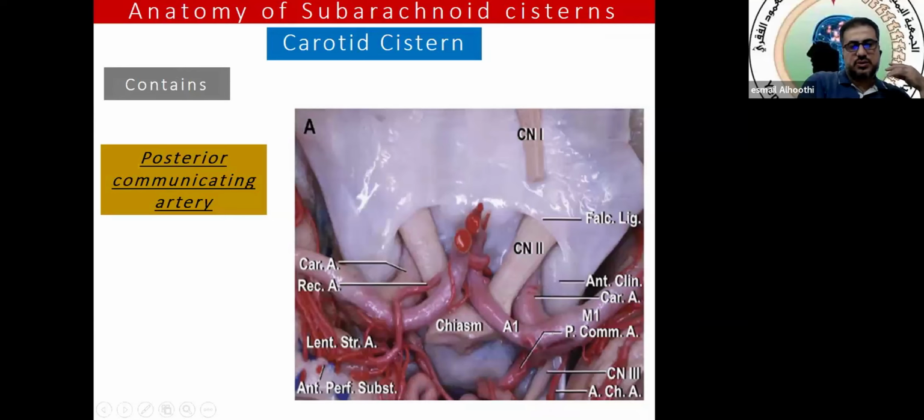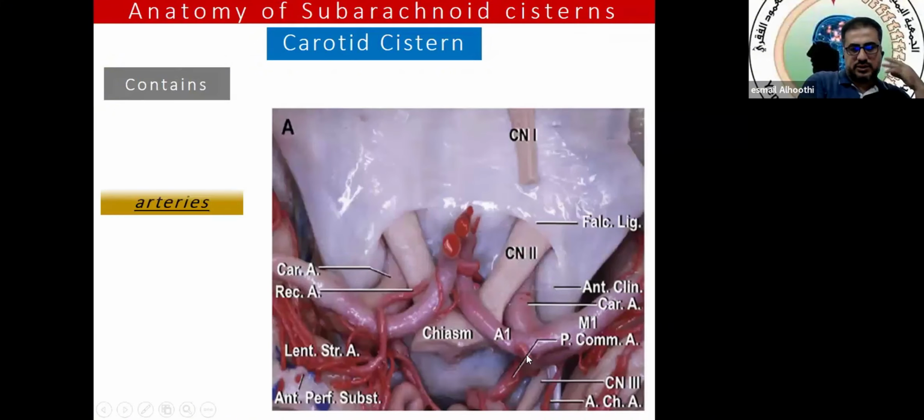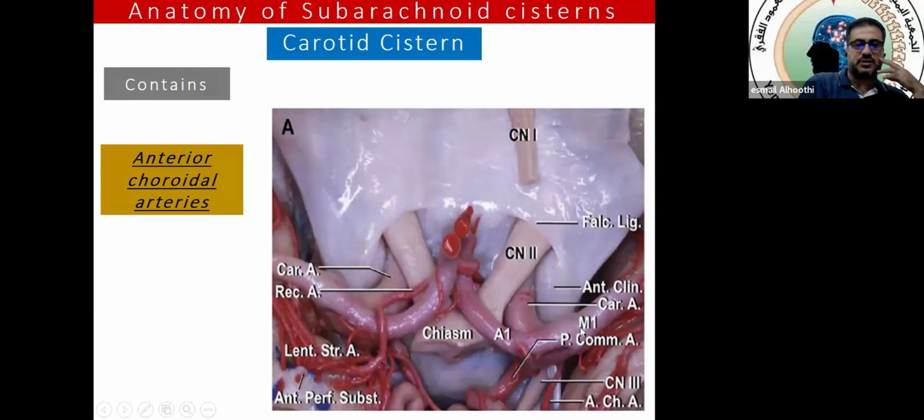Also, it contains the posterior communicating artery, as it originates from the internal carotid artery, and the anterior choroidal artery. This is the posterior communicating. This is the anterior choroidal artery, as it originates from the internal carotid artery.